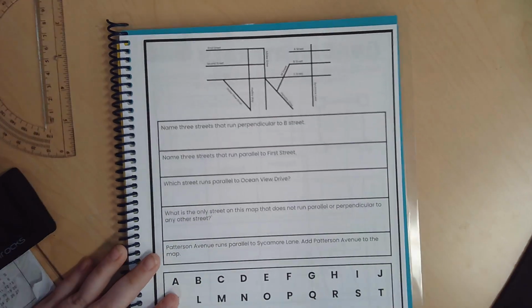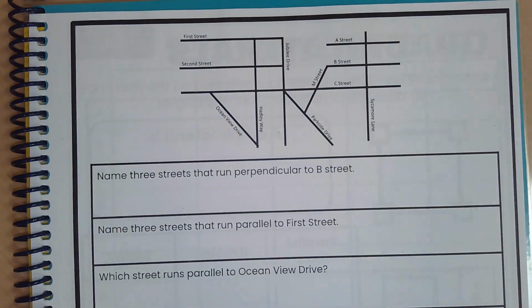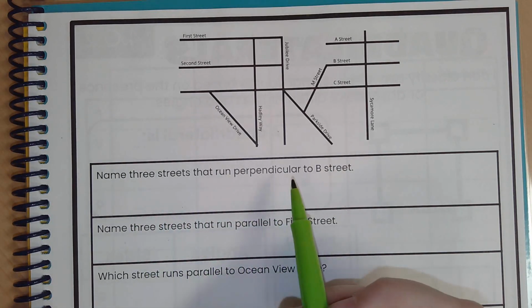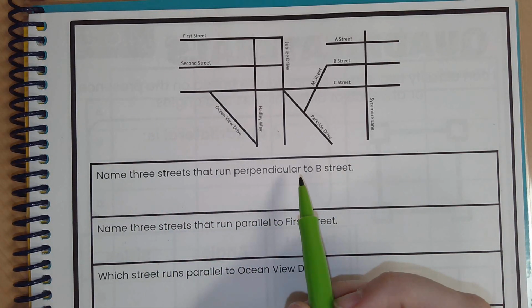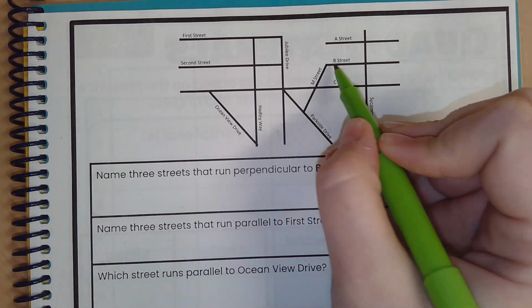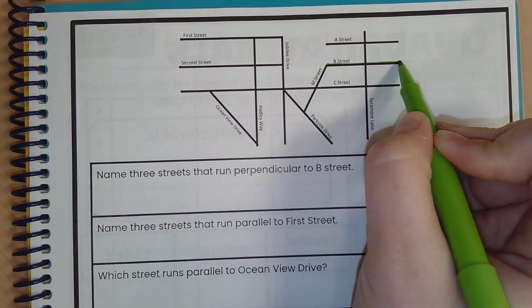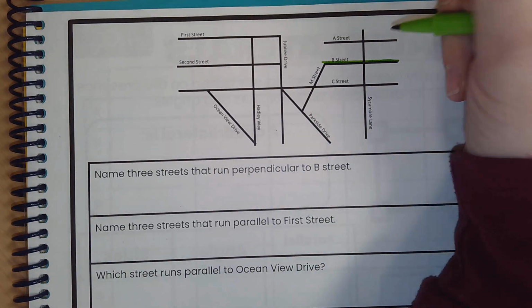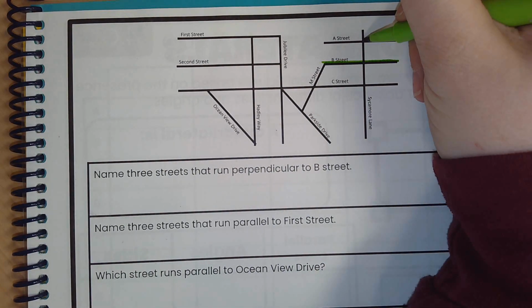We wanted you to be able to connect this to real life. So here we have a map. It says name 3 streets that run perpendicular to B Street. So let's find B Street. It's right here. And remember, perpendicular means that they make that 90-degree cross.